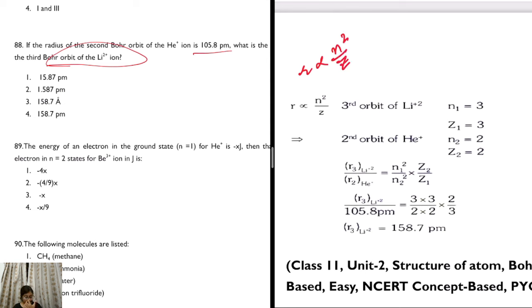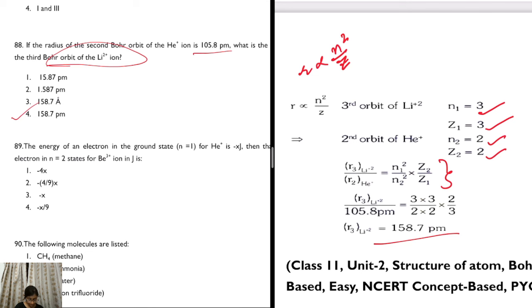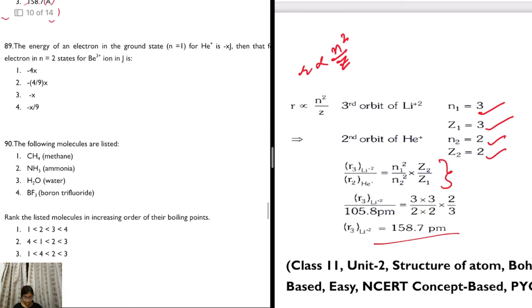So for the third orbit of Li plus 2, N1 would be 3, Z1 would be 3. Hydrogen, helium, lithium, so obviously Z is 3. For the second orbit of helium, N2 and Z2 would be 2. We'll just take their ratios and upon putting the values, we'll get this answer. Okay. Pay attention to the units, angstrom and picometer, so it would be confusing there. Let's see the next question.